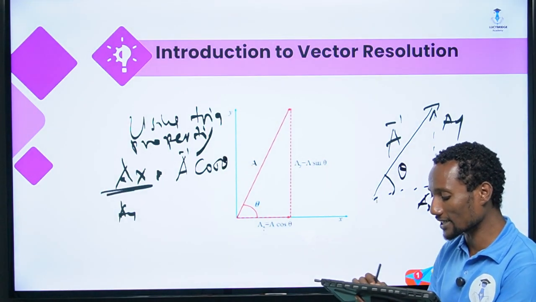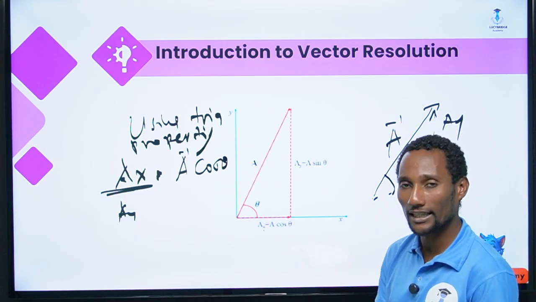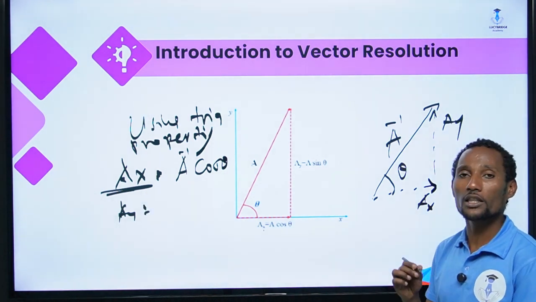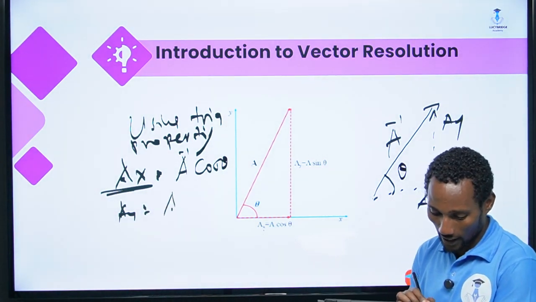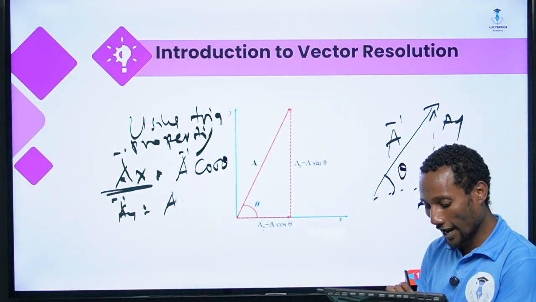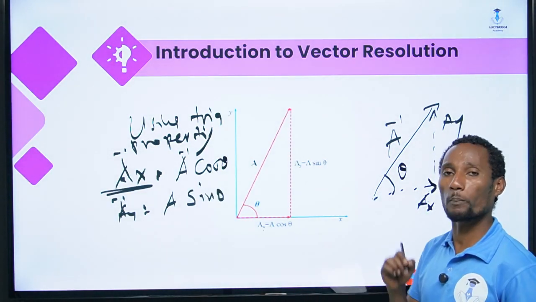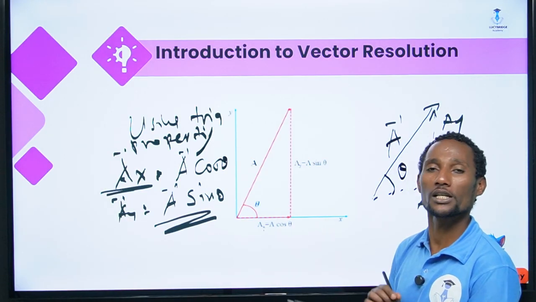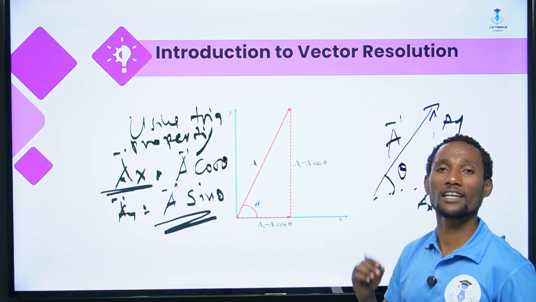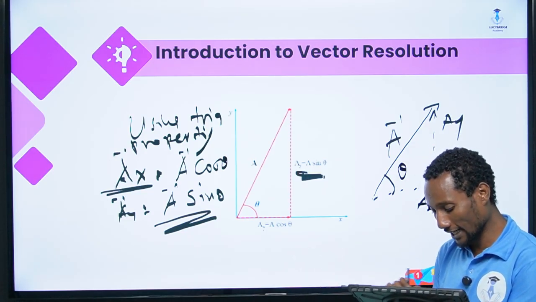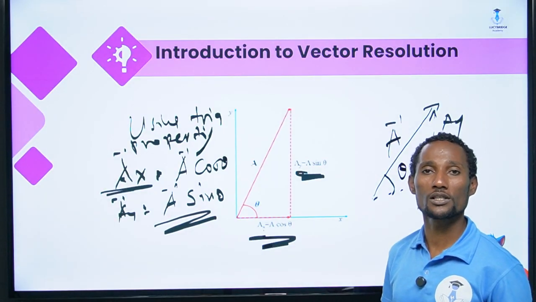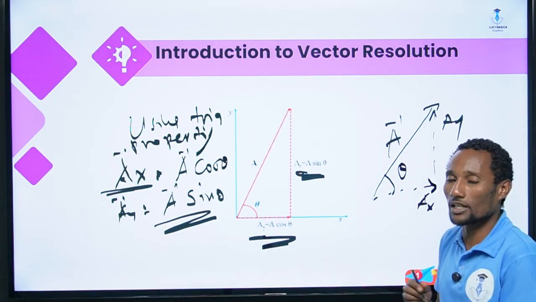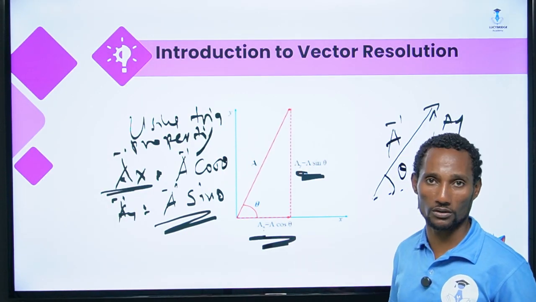AX is the adjacent side for the angle theta on the original vector, whereas AY is the opposite side. AY results in A sin theta, which is the opposite side. In the trig property, the opposite side is given by A sin theta. So by having this, we have A sin theta and A cos theta from the split vector A. This method we call resolution.